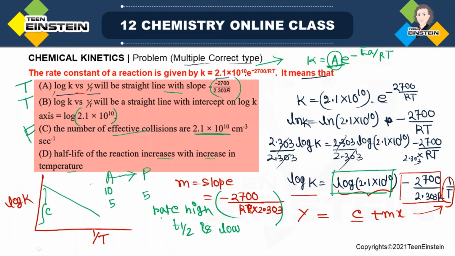And we know rate is increasing with temperature. So when temperature is high, then rate is high, and T half is low. That means T half is also related to temperature inversely. So the statement that half-life of the reaction increases with increase in temperature is not correct. Half-life will decrease with increase in temperature because these two have an inverse relationship. So this statement is also false. The correct statements are only A and B out of ABCD.